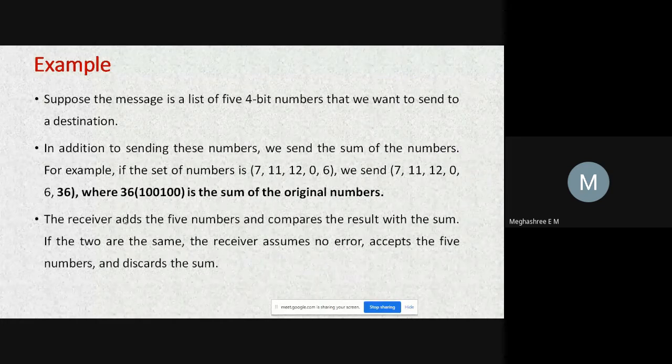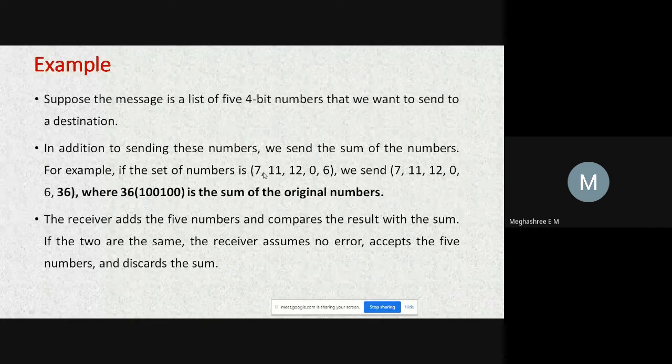Then what will the receiver do? Once the receiver receives the data, he adds the 5 numbers and compares the result with the sum. So he'll add all the 5 numbers received and then compare with the sum that is sent in the message. If the 2 numbers are the same, then the receiver assumes no error, accepts the 5 numbers and discards the sum. This is how it works.